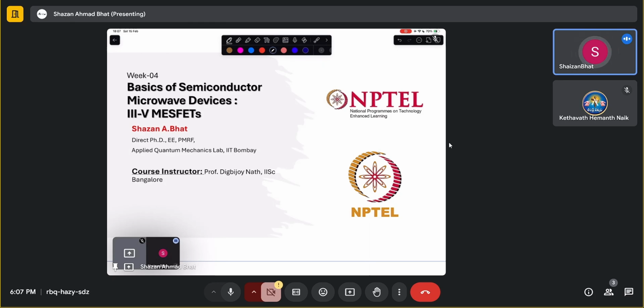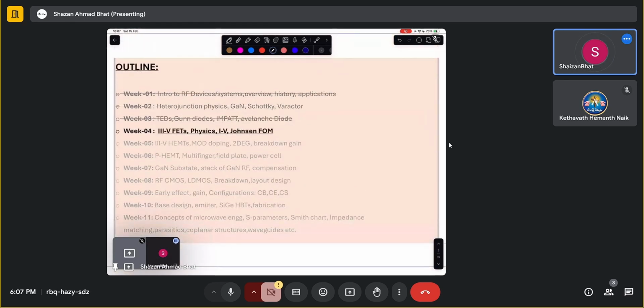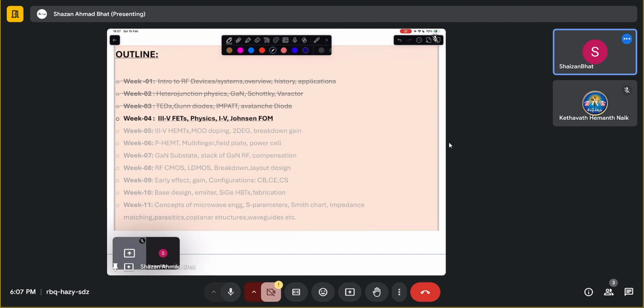So what we are going to cover today is something like this. In week one, we covered some introductory physics about the RF devices. Then we covered the heterojunction physics in week two. Then we talked about TEDs, which are transfer electron devices, high power, high frequency devices used as oscillators or to deliver high power. We have talked about the impact diodes, avalanche diodes, and the gunn diodes also, and tunnel diodes, which are based upon quantum tunneling effects, which give rise to negative resistance. So negative resistance we talked about in the previous session.